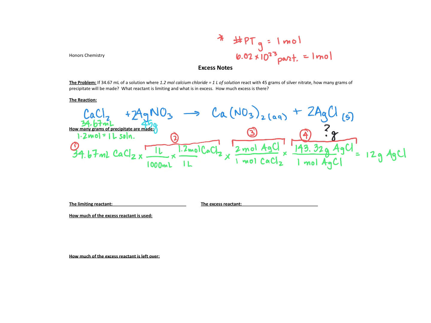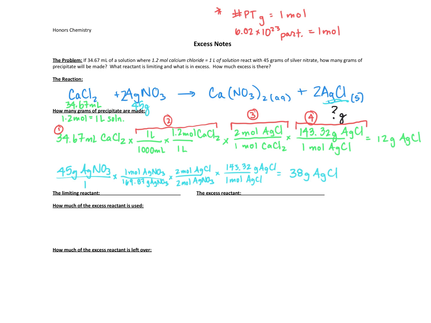Okay, why don't you pause the video for a second and do the 45 grams of silver nitrate. You're going to do the same kind of problem and figure out how many grams of silver chloride you're going to make. Okay, so similar problem. Hopefully you got the same answer that I did. And now we're looking at these two and we can decide, so we can only make 12 grams of silver chloride. We cannot make 38 grams. So our limiting reactant is calcium chloride. That's the one that we ran out of first. And our excess reactant is going to be silver nitrate.